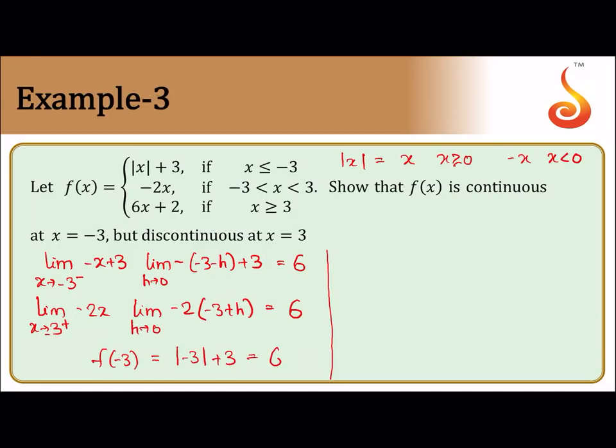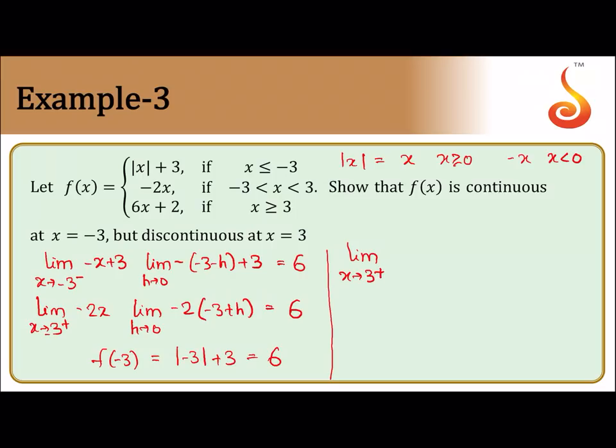Now, f of minus 3. You take the equal to sign here. So we write mod of minus 3 plus 3, which is also 6. You will find the left hand limit is equal to the right hand limit, equal to the value of the function. Therefore, the function is continuous. You got a clear picture.